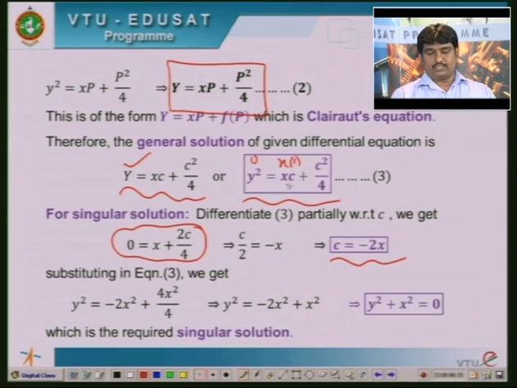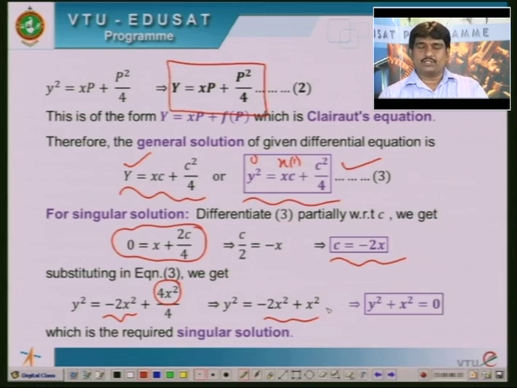Now you have to substitute this c value in equation 3, the general solution, and eliminate c. We get y square equals c is minus 2x into x, that is minus 2x square, plus c square is 4x square divided by 4. Simplify this, small y square equals minus 2x square plus x square. RHS is minus 2x square plus x square, nothing but minus x square. So y square equals minus x square, which is nothing but y square plus x square equals 0, which is the required singular solution of the given equation.